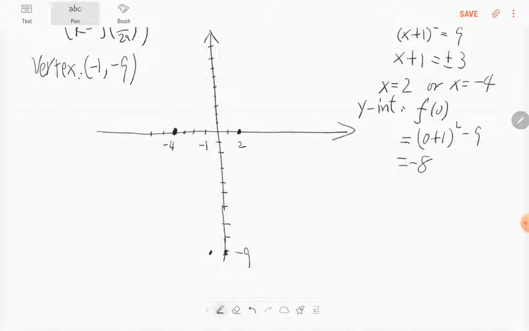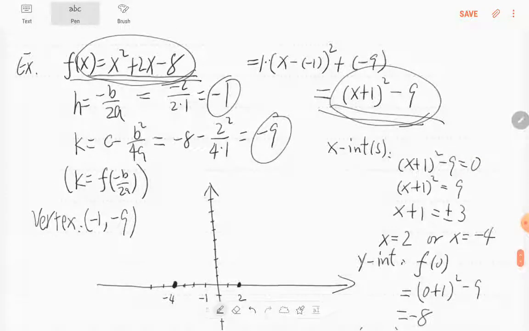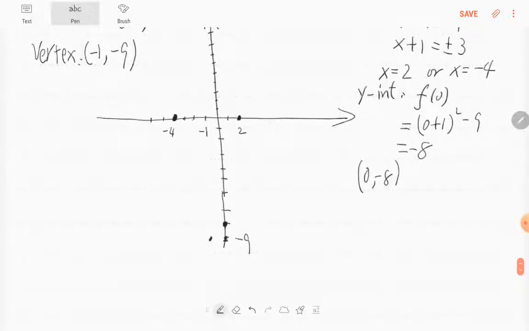Right, so the y-intercept is what? Is 0, negative 8. So 0, negative 8 is here. So this is the y-intercept. Opens up, right? Because a is positive. So you can do it this way.